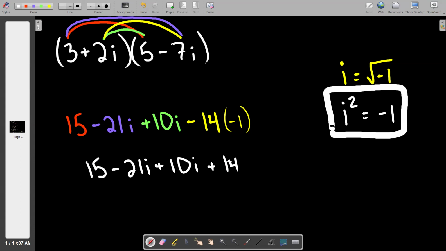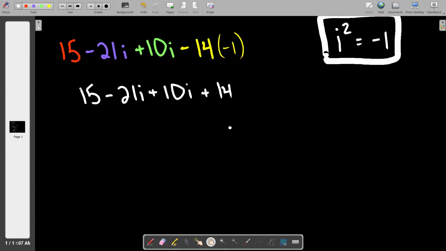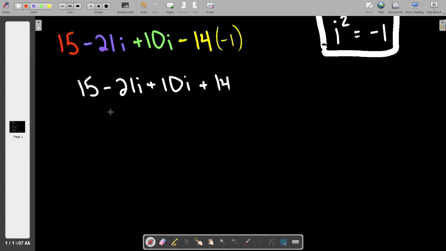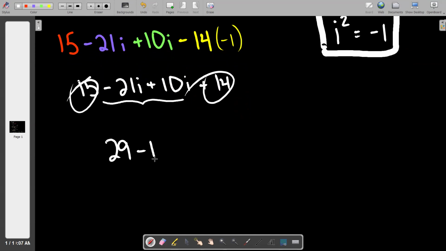To build a proper complex number in the form a plus bi, we're going to put our real parts together first. What is 15 plus 14? And then put those i's together. What's negative 21i plus 10i? And that is how you multiply two complex numbers. Follow the 4-step multiplication process. It gets quicker and quicker the more you practice.